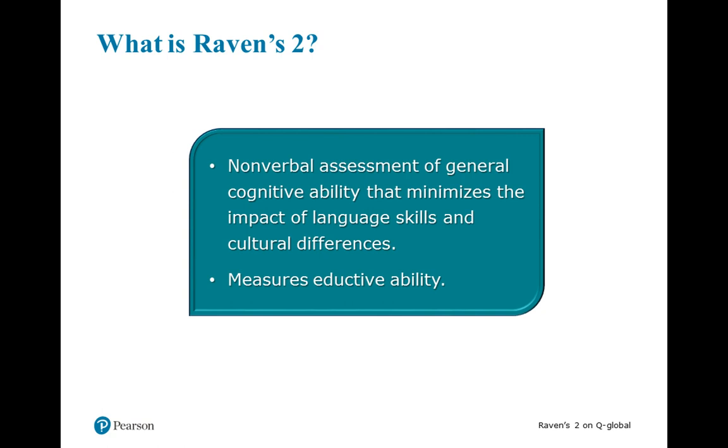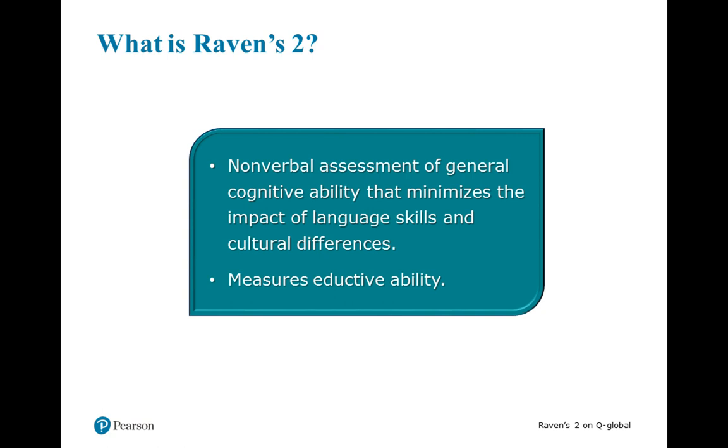So Ravens 2, I assume you know a little bit about Ravens 2. You've joined up to watch how to use Ravens 2 on Q Global. But the Ravens 2 is a nonverbal assessment of general cognitive ability. More specifically, Raven defines the trait that the progressive matrices measured as educative ability, and that's one of the key components of general intelligence, or G, identified by Spearman. Educative ability involves the ability to think clearly and solve complex problems, and the various derivations of Ravens have been widely used for more than 70 years in educational and clinical and occupational practice, as well as in academic research as a nonverbal measure of mental ability.